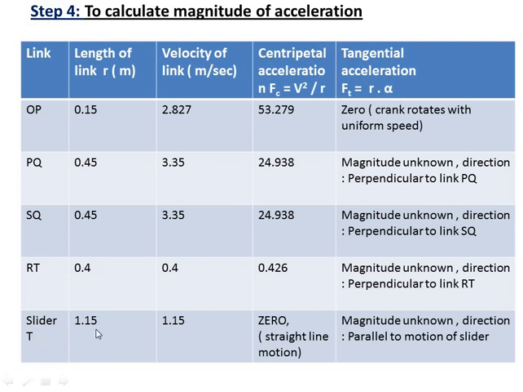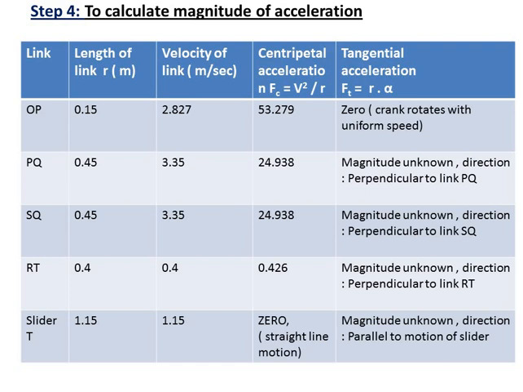So these are the lengths of the link which are given. These are the velocities of the link. So this you can find out from the velocity polygon. So multiply these vectors into scale. It will give you the velocity of all the links. Now centripetal acceleration is equal to V square by R. So V is the velocity, square divided by R. It will give you centripetal acceleration. So this is magnitude and the direction will be parallel to the motion.